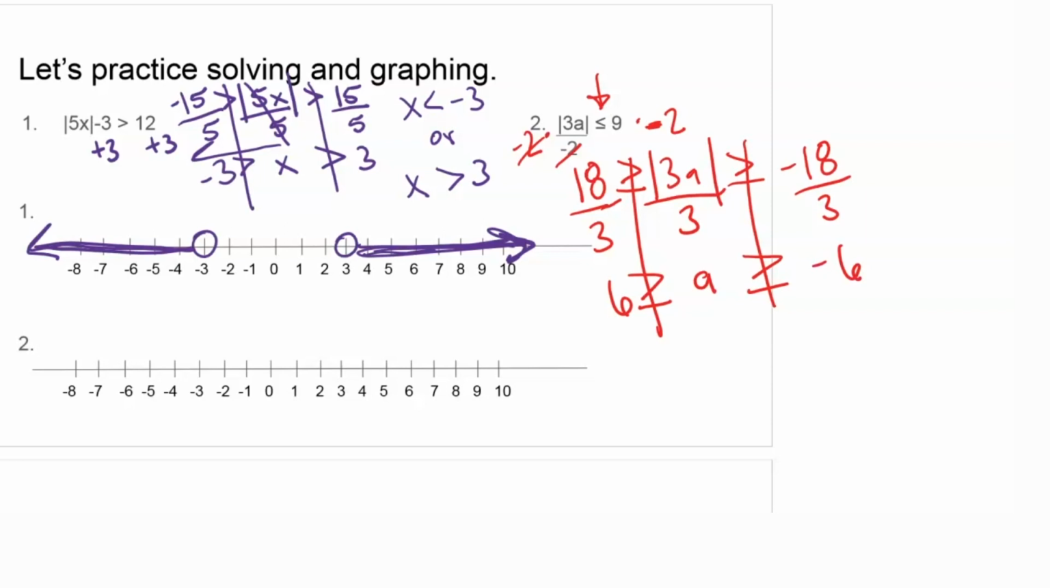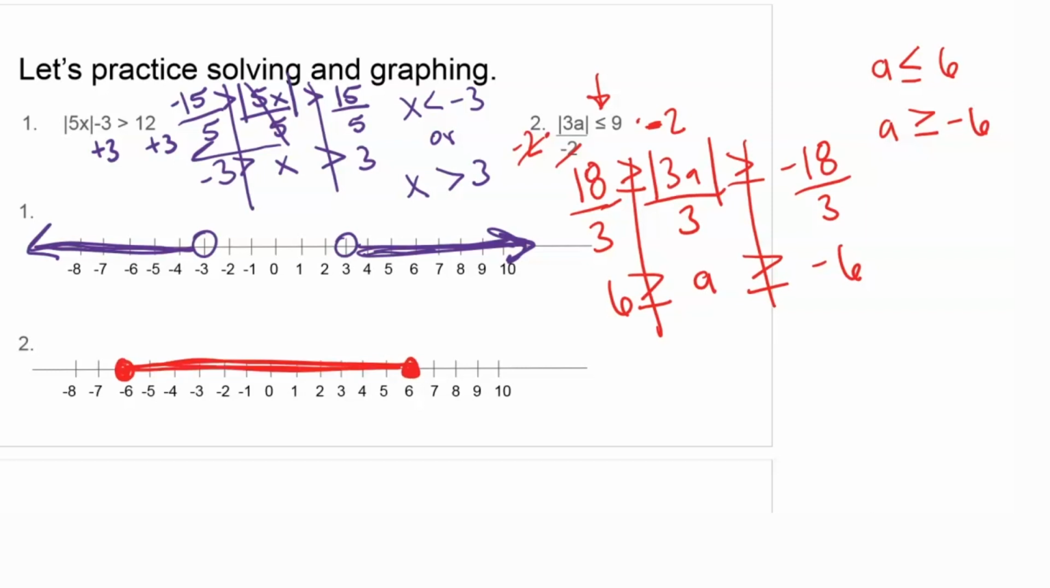So again, if we wrote this separately, we would have a is less than or equal to 6, and a is greater than or equal to negative 6. So I'm going to start by putting my points on the number line, and these ones are equal to, so these will be closed circles. So I have one at negative 6, and one at positive 6, closed circles. And then a is less than positive 6 and greater than negative 6. So this is where we're going to have the line in the middle.